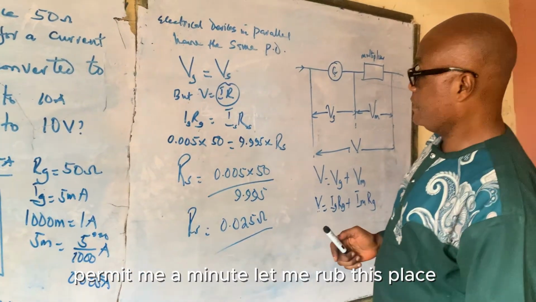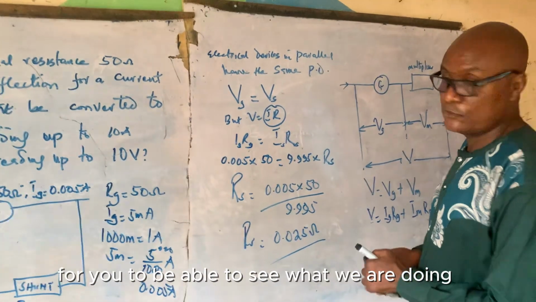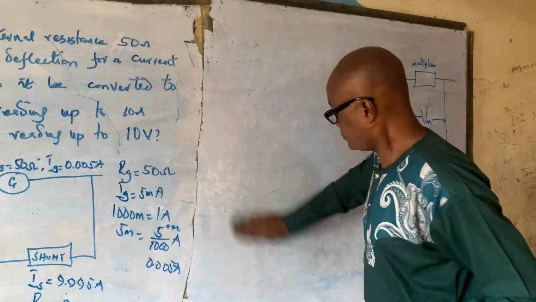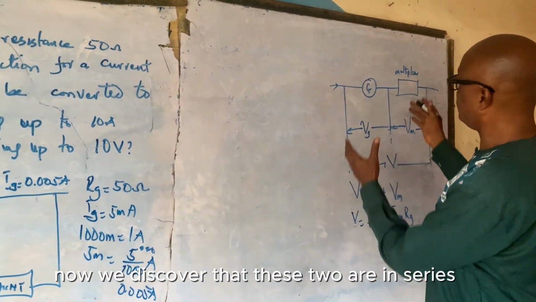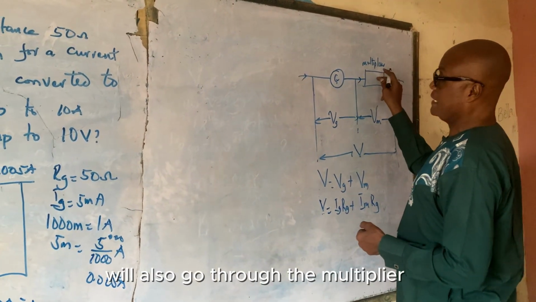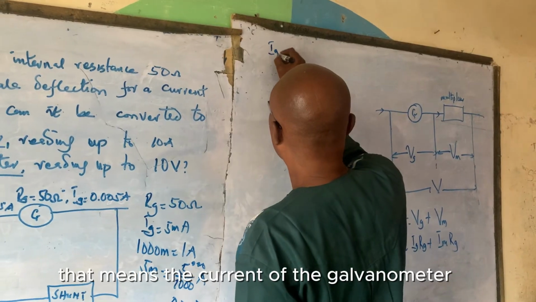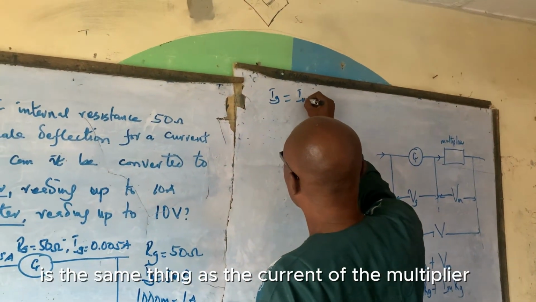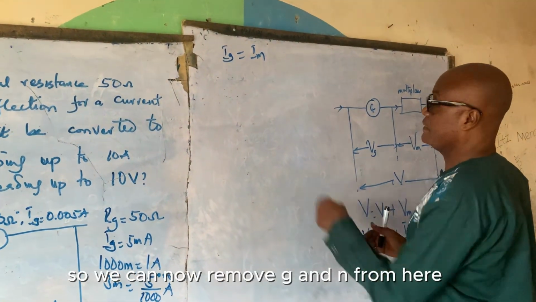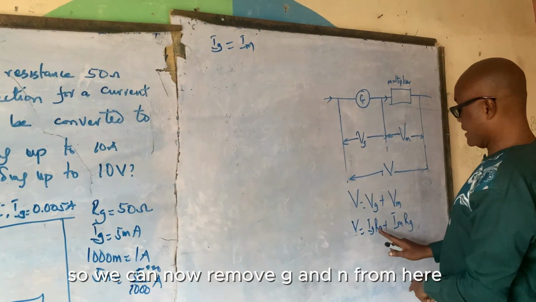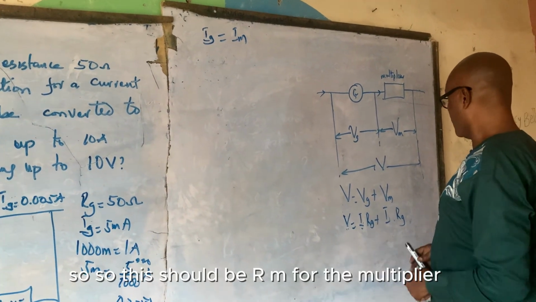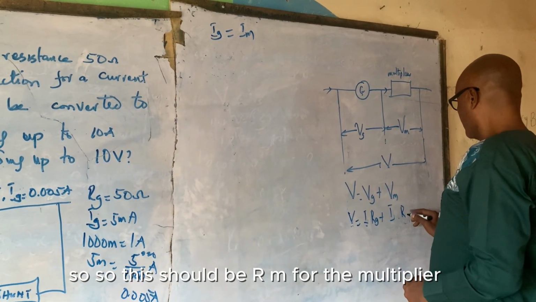But there's one interesting thing here that you should keep in mind. Permit me a minute, let me rub this place so that we can continue from here for you to see what we are doing. We want to manage space for your sake. Now, you discover that these two are in series, so the current that goes through the galvanometer will also go through the multiplier. That means the current of the galvanometer is the same as the current of the multiplier, because two electrical devices in series have the same current. So we can now remove G and M from here because they are the same. So this should be Rm for the multiplier.